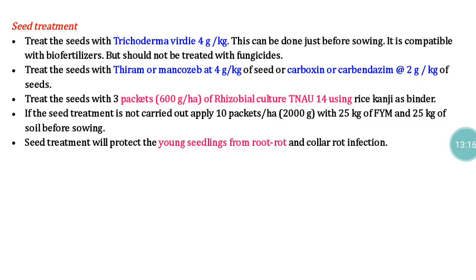Then seed treatment. Before sowing, the seeds must be given some sort of treatment. Particularly, groundnut seed should be given some protective treatment against soil-borne pathogens, particularly root rot pathogens. For that purpose, either we can treat the seeds with biocontrol agents like Trichoderma viride, or we can treat the seeds with chemical fungicides like carbendazim or carboxin. If it is Trichoderma viride, the recommended dose is 4 gram per kg of seeds, whereas for the chemical carbendazim, 2 gram per kg of seeds.